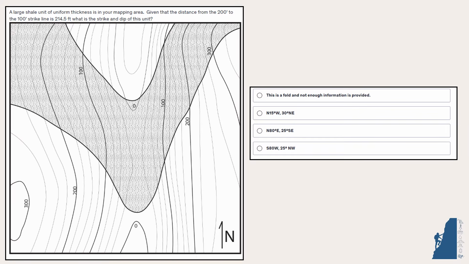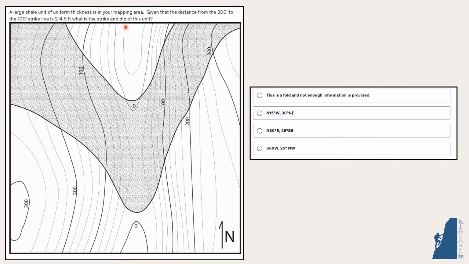Okay, let's start with everyone's favorite, a strike and dip problem. If you're having flashbacks to structure class, don't worry. I'm going to break this down into logical steps that will make it easy to understand. So here's the question. A large shale unit, represented by this dark hatched area, is in your mapping area. Given that the distance from the 200-foot to the 100-foot strike line is 214.5 feet, what is the strike and dip of this unit?